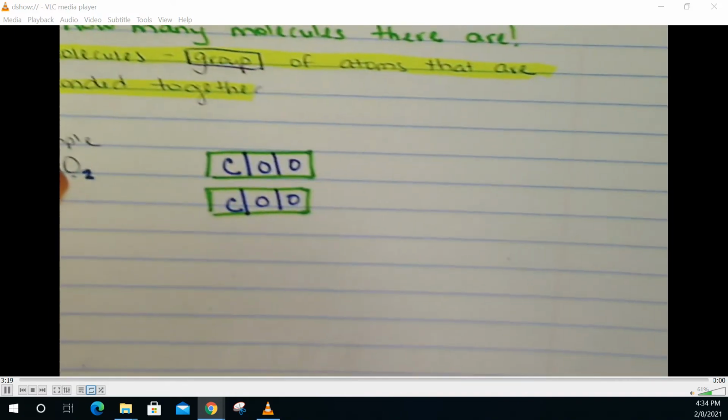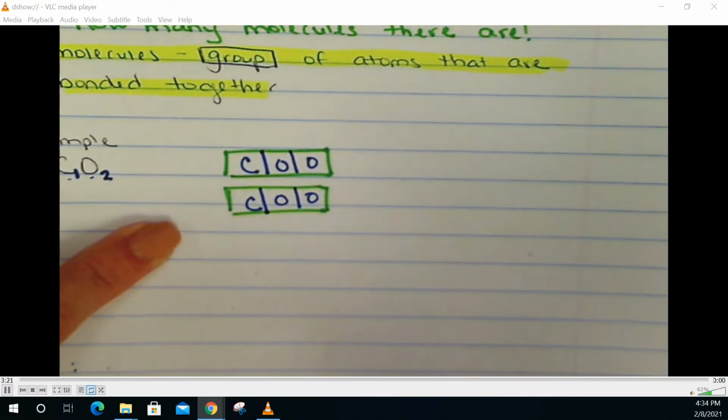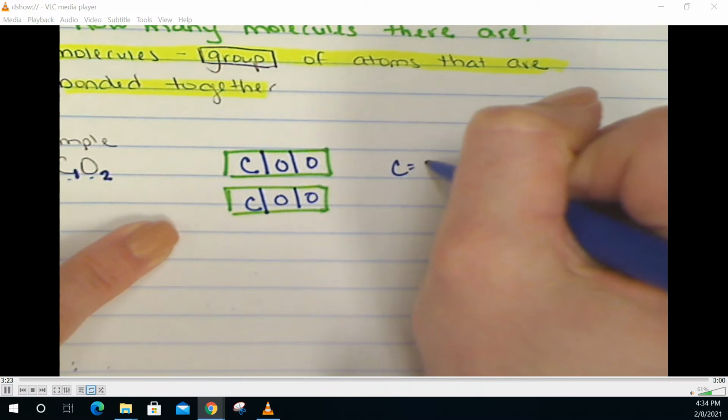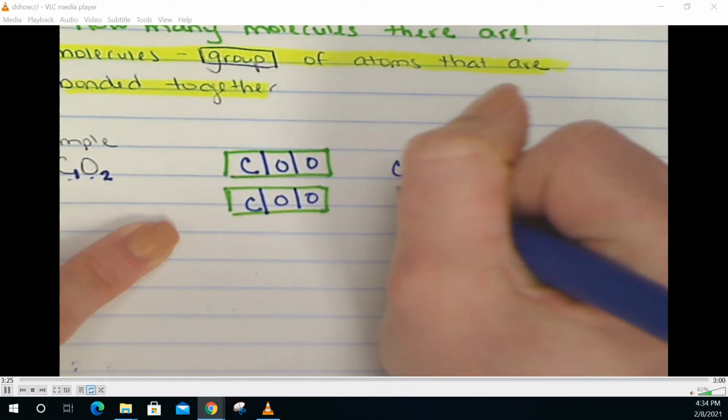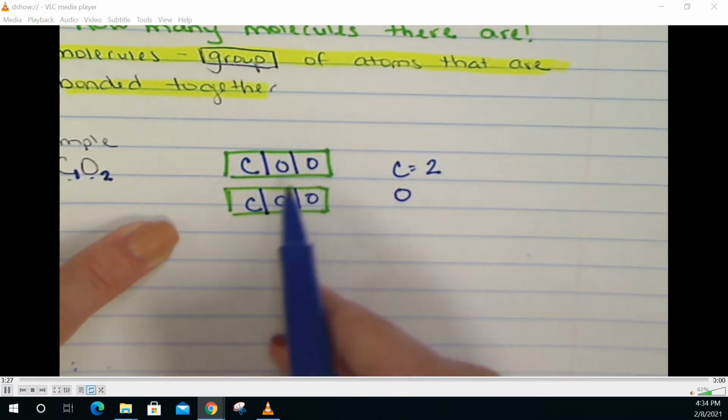So now whenever we're trying to figure out how many atoms we have in total, our carbon atom would be 2, and our oxygen atom would be 1, 2, 3, 4.